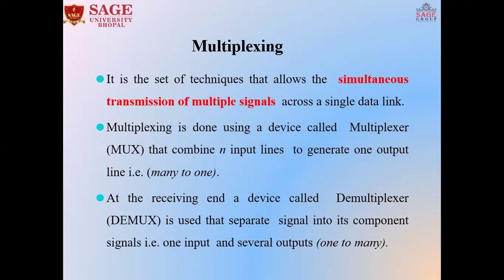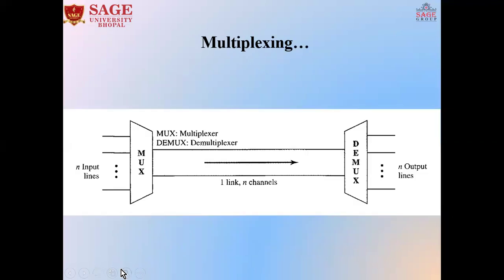And at the receiving end, a device called a demultiplexer, in short DMUX, is used that separates signals into its component signals: one input and several outputs. It means 4 outputs are there, so one input and 4 outputs, 1 to 4 or 1 to many.